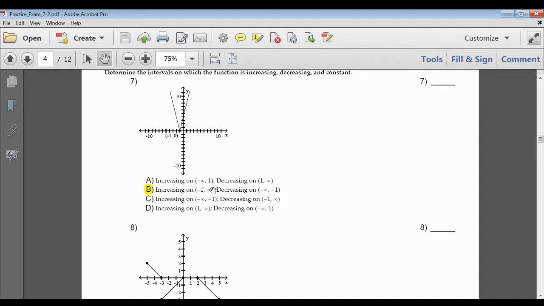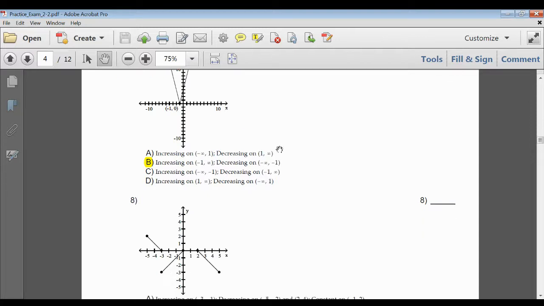Notice you've got parentheses because at -1 it's a point of transition. It's neither increasing nor decreasing.